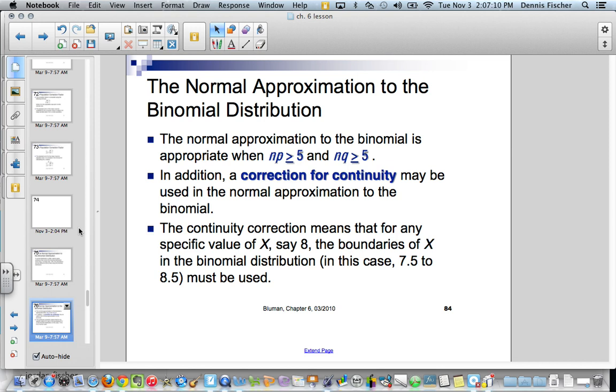In addition, the correction for continuity may be used in the normal approximation to binomial, and that correction means that any specific value of x, say 8, has boundaries. Now, we're going to talk about how these boundaries work. We have to have a little correction factor when we do a binomial. It's not precise. That's what happens with statistics. It says, well, if it's this kind of test, we're not going to be really precise here, so we have to have a little correction factor to make sure we're within our range, like the last two sets of problems we did. We need to make sure we're in that range. We have a little correction.